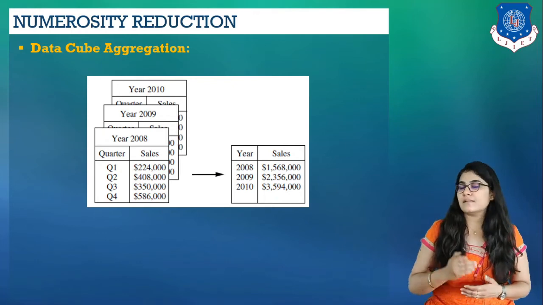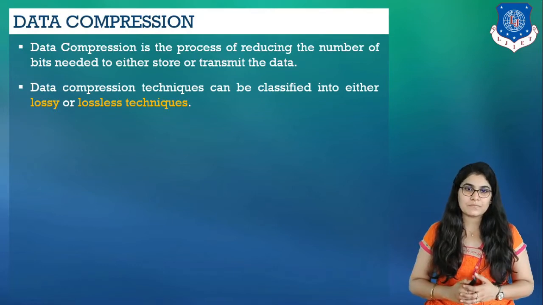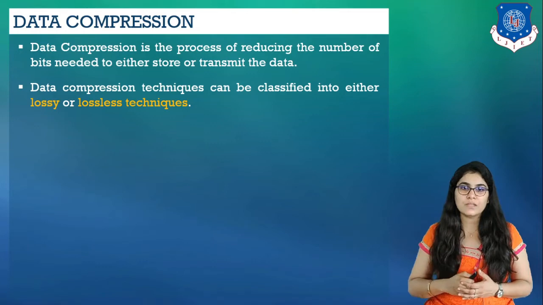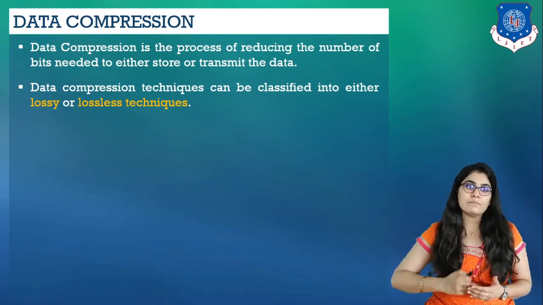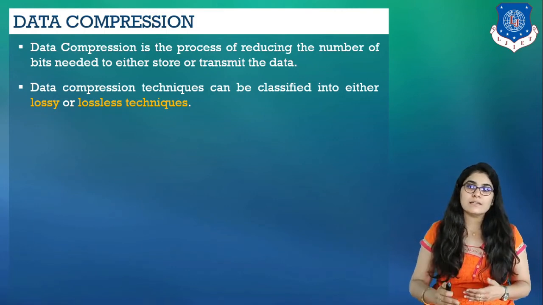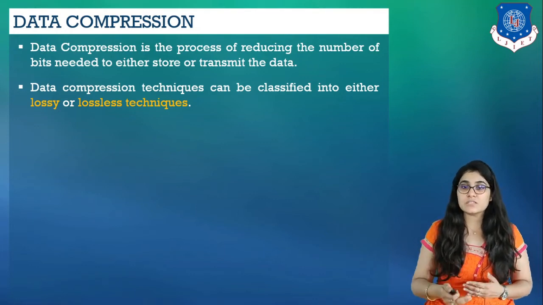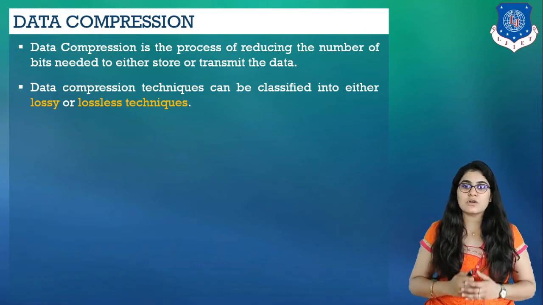Now let's discuss the last strategy of data reduction, that is data compression. In data compression, transformations are applied so as to obtain a reduced, or we can say compressed, representation of the original data. Now there are two possibilities. One, if the original data can be reconstructed from the compressed data without any information loss, the data reduction is called lossless. And the second is, if we can reconstruct only an approximation of the original data, then the data reduction is called lossy.